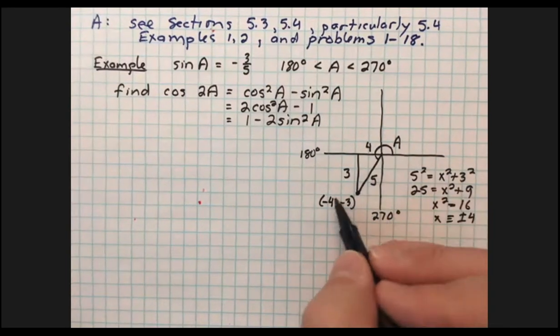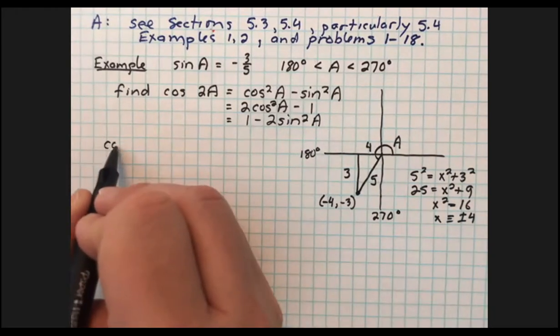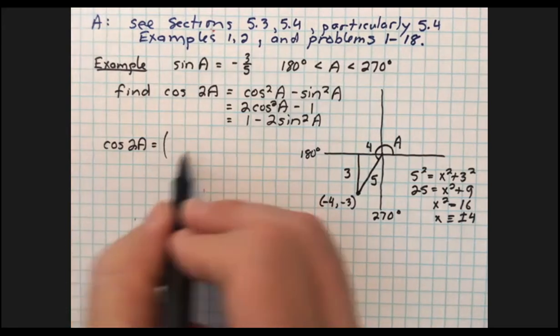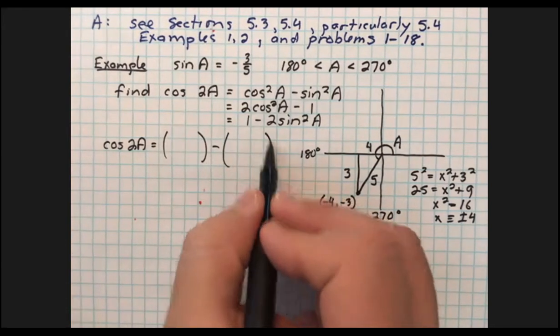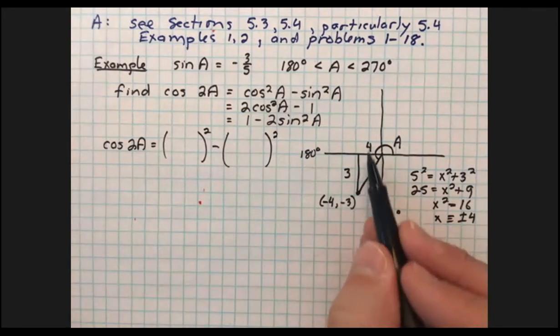And from this drawing, I know the sine and cosine. It doesn't matter which one I use. Why don't I use the first one? So let's read the cosine of A and square it. Cosine of A is minus 4 over 5.